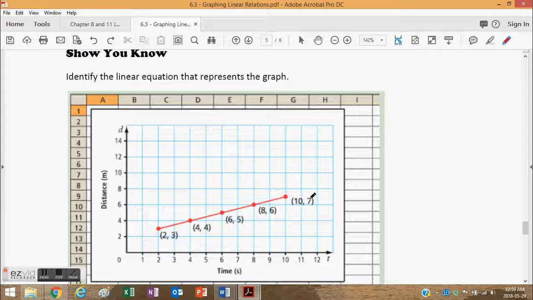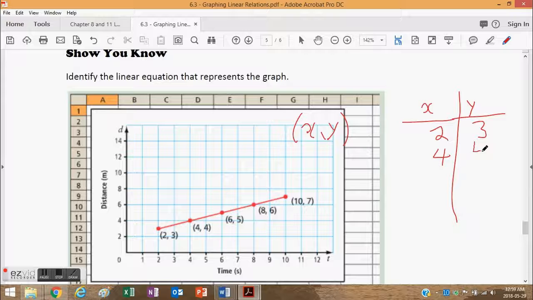Okay. Identify the linear relationship that represents the graph. Same thing here. First thing, build a table of values. We used the table of values they gave us last time. This time we've got to do it ourselves. When we have ordered pairs, they are always in the form x, y. This side's always going to be our x, and this side's always going to be our y. So x, y: 2, 3; 4, 4; 6, 5; 8, 6; 10, 7. What do we notice? Well, this goes up by 1, and this goes up by 2.